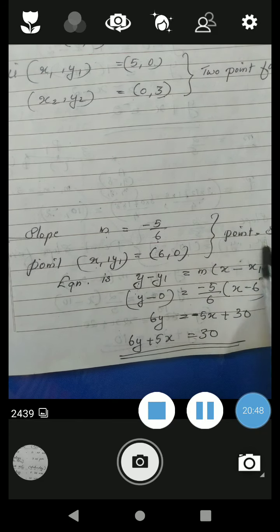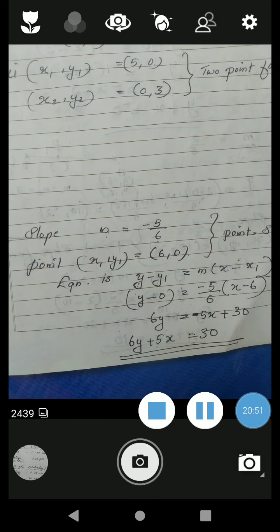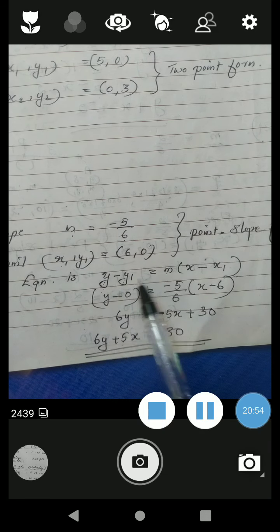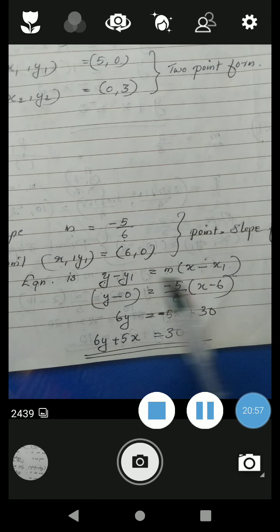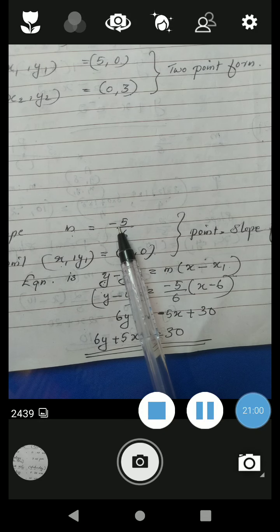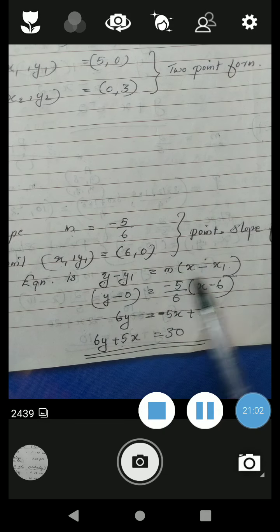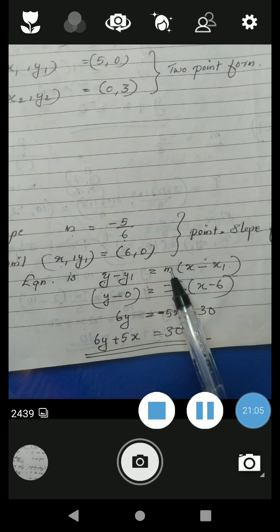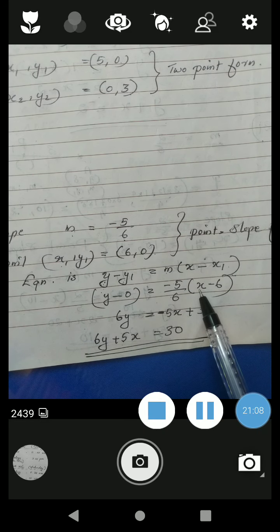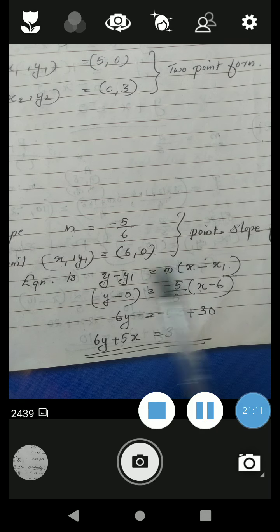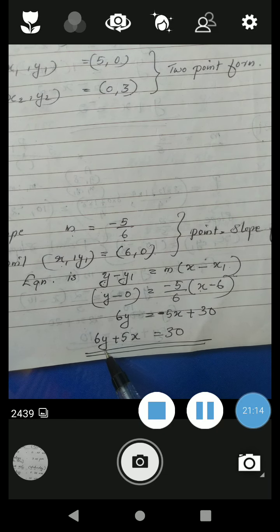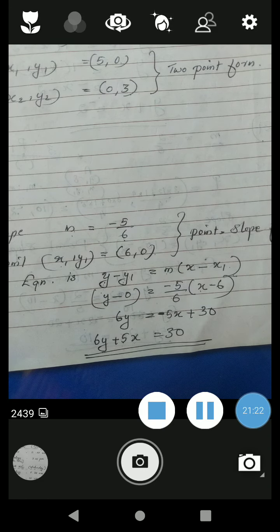Therefore, you can apply point slope form. That is, equation is y minus y1 is equal to m into x minus x1, and x1, y1 are given, slope m is given. Substitute: y minus 0 is equal to minus 5 by 6 into x minus 6. Solve this, you will get the equation as 6y plus 5x equal to 30. Okay, so do two questions as homework, 19 and 20 homework.